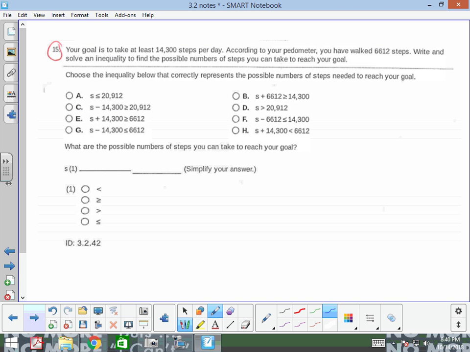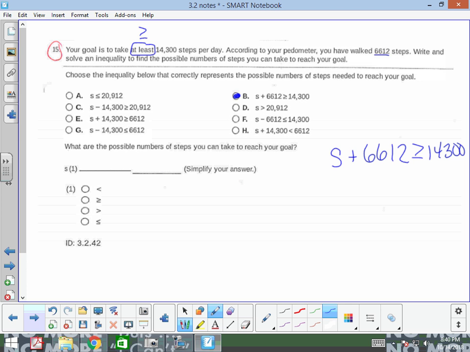All right, 14 is similar to another one we've already done. So let's look at 15. Your goal is to take at least, remember, at least means greater than or equal to 14,300 steps per day. According to your pedometer, you have walked 6,612 steps. Write and solve an inequality to find the possible number of steps you can take to reach your goal. So we have this goal, or these steps we still have to take. We've already taken 6,612. We have to take at least, that's greater than or equal to, what was it, 14,300 steps. So that would be choice B.